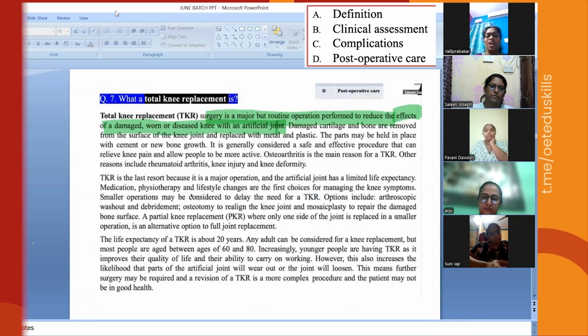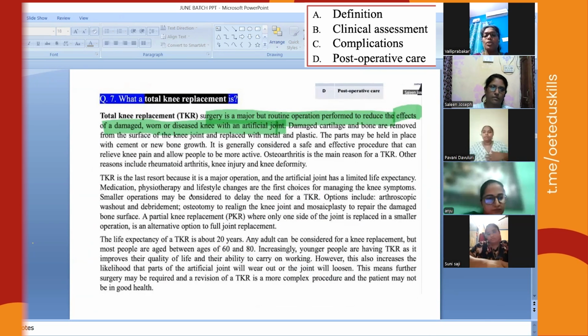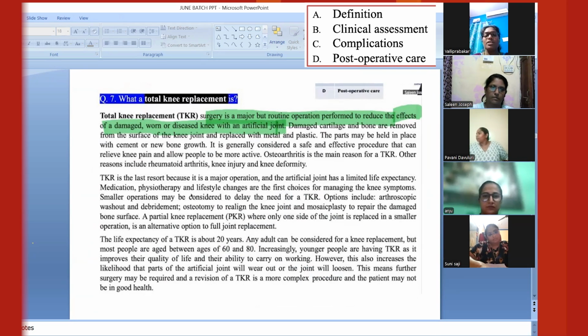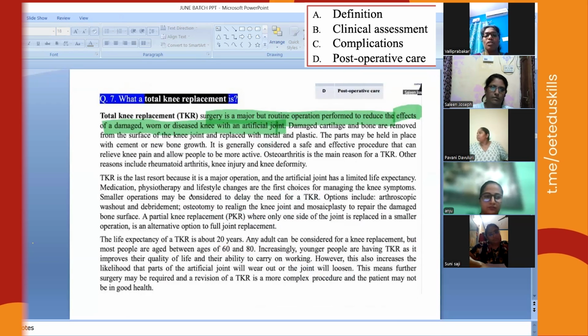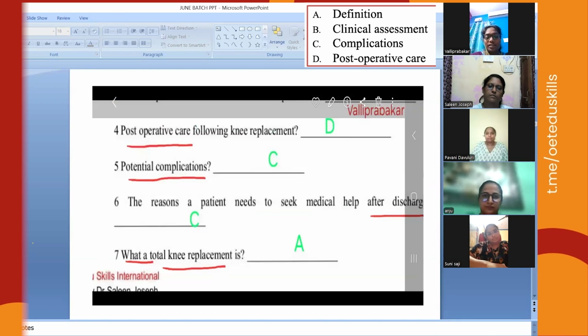Here they have given what is knee replacement. This is surgery, a major but routine operation performed to reduce the effects of damaged, worn or diseased knee with an artificial joint. So the answer is here. So we can write text A. According to the further strategy, we have given the answers. So this is how we have to identify the answers.